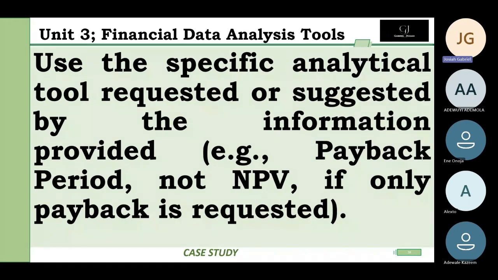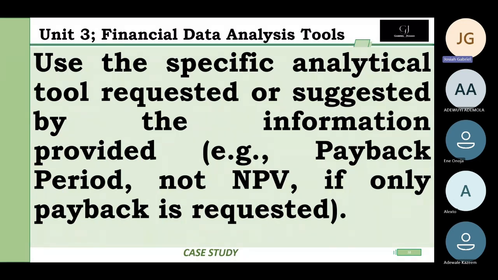Also use the specific analytic tool or analytical tool suggested or requested by the information provided. So where an analytical tool or a data analysis tool is expressly requested by the examiner, please go ahead and use it. But where it's not requested, you can now provide. So for example, payback period, not NPV, if only payback period is requested. Please follow the examiner's prompt, his command. It's very important for the case study exam.